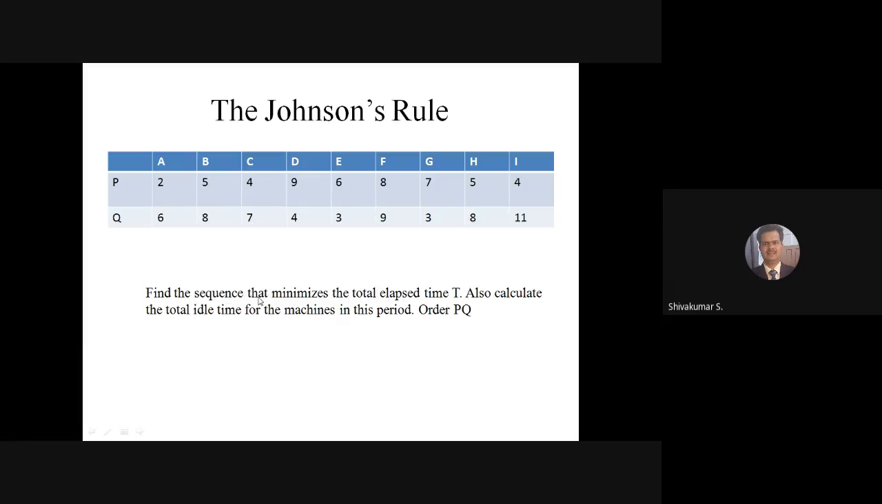Find the sequence that minimizes the total elapsed time. Also calculate the total idle time for the machines in this period. The order given here, PQ, means you have to process all the jobs in the order of PQ only. Please take down this problem now. I'm not in a hurry to complete; take your own time and make sure you understand the problem.